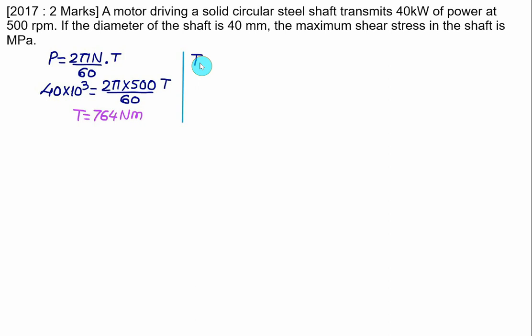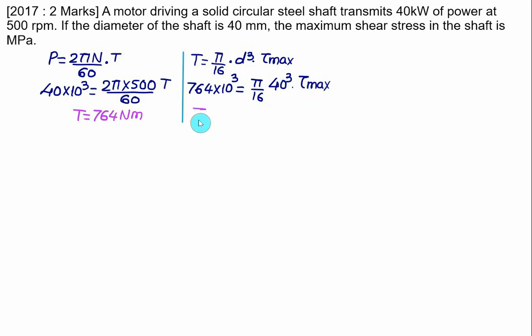For a solid shaft, torque is equal to pi divided by 16 into diameter cube multiplied by maximum shear tau max. Maximum shear you have to find out. Torque is equal to 764 Newton meter. It's in Newton mm, so you have to multiply by 10 to the power 3, equal to pi by 16, and we have diameter equal to 40, so 40 cube multiplied by tau max. So tau max will be very close to 60.8 megapascal. GATE numericals are very straightforward.